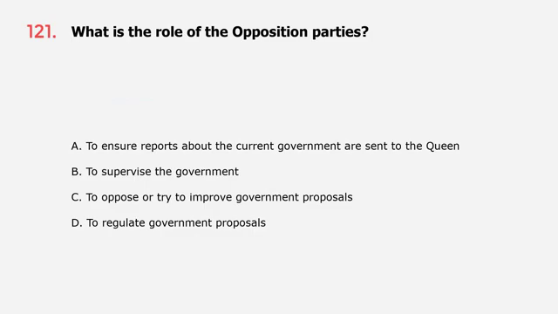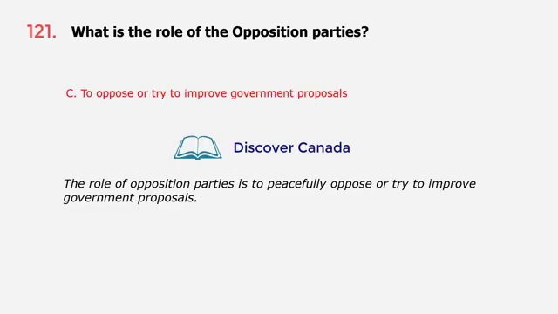Question 121. What is the role of the opposition parties? A. To ensure reports about the current government are sent to the Queen. B. To supervise the government. C. To oppose or try to improve government proposals. D. To regulate government proposals. The answer is C. To oppose or try to improve government proposals.